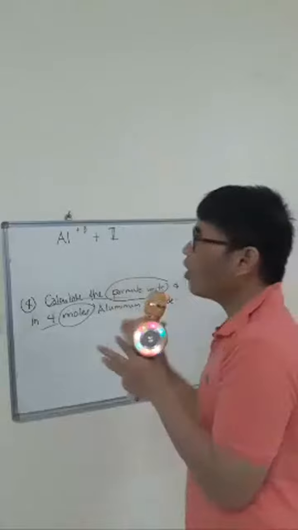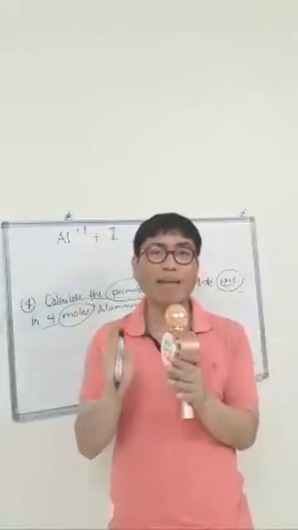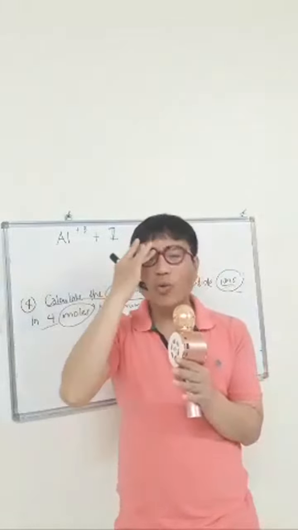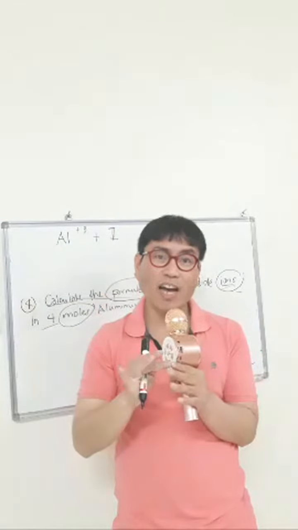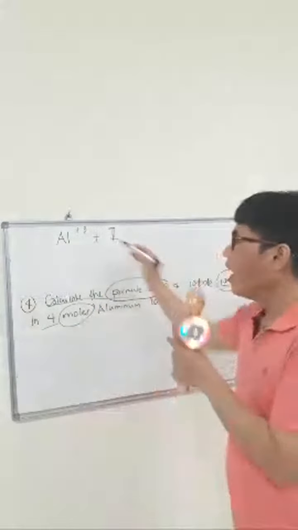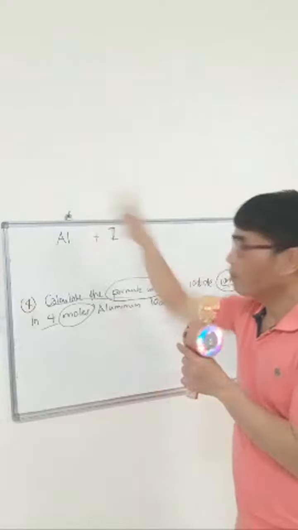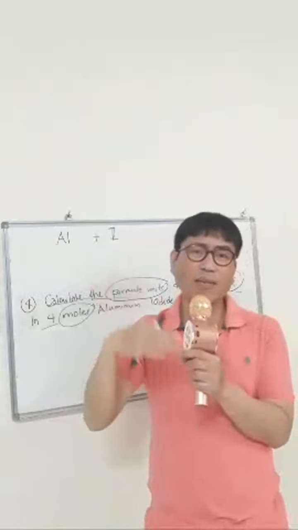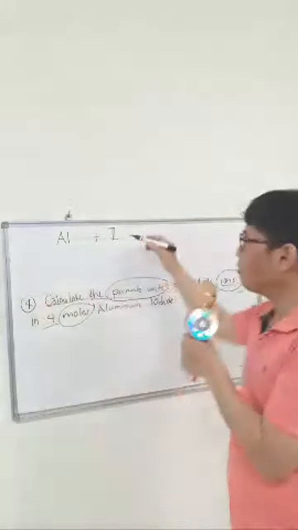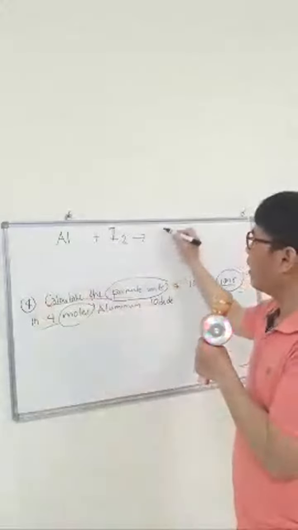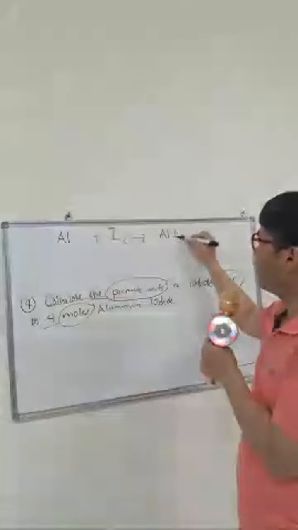Now, since we are treating a chemical reaction, not dissociation, we will not use the iodide. We will use the iodine gas. Okay, aluminum plus iodine gas. For the purpose of discussion, we need to eliminate the charge because we know it already, right? So aluminum plus iodine gas will become aluminum iodide.